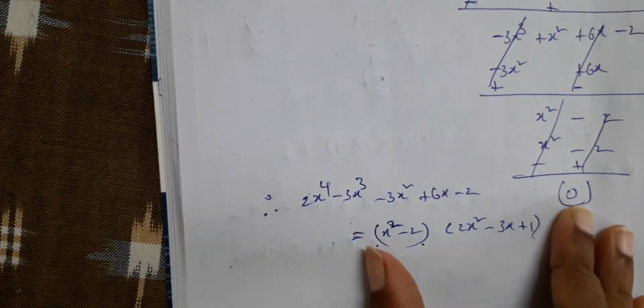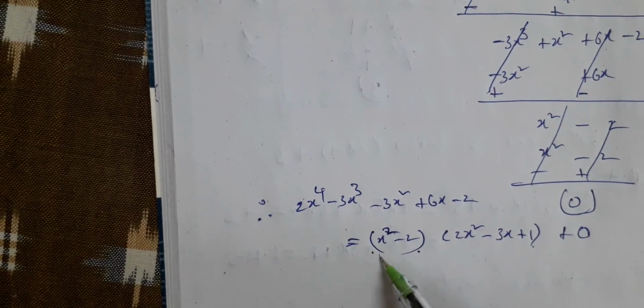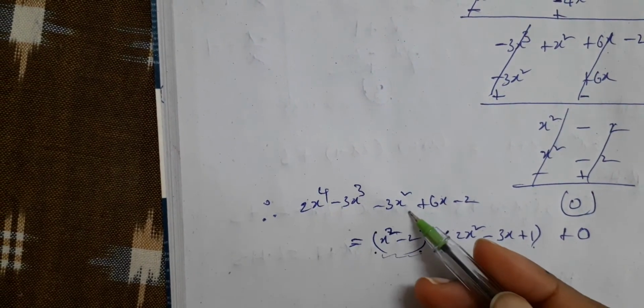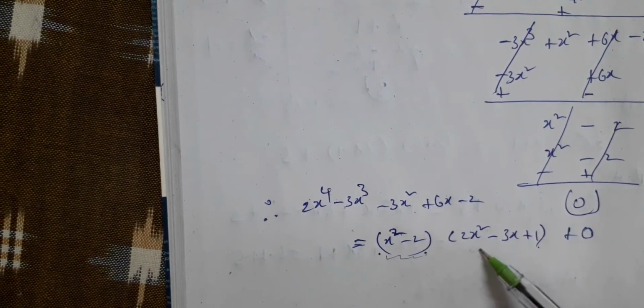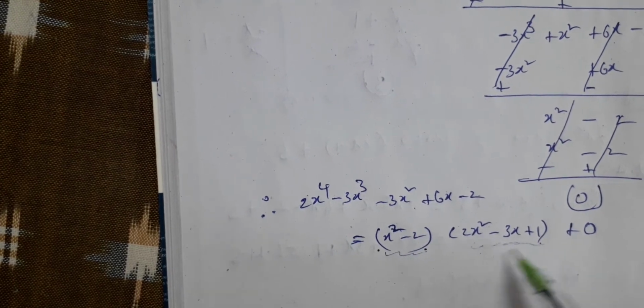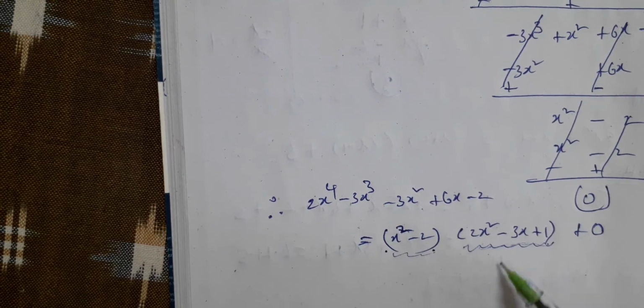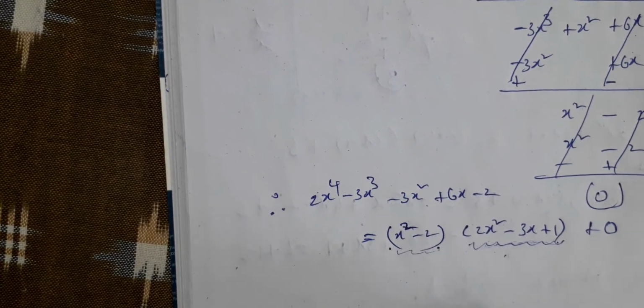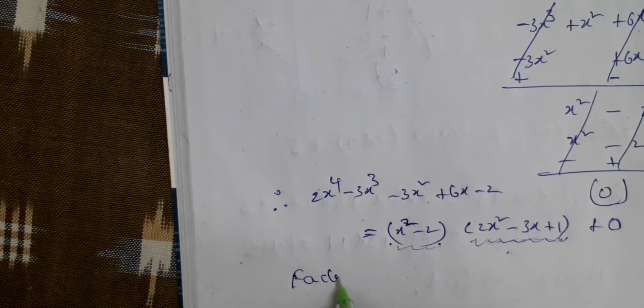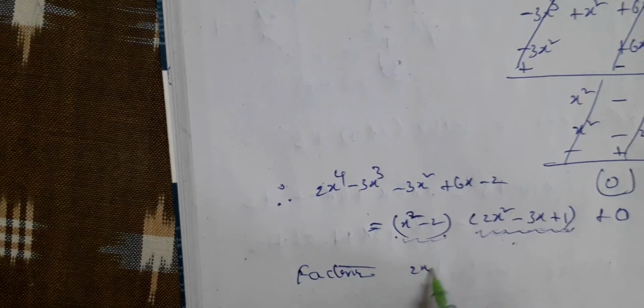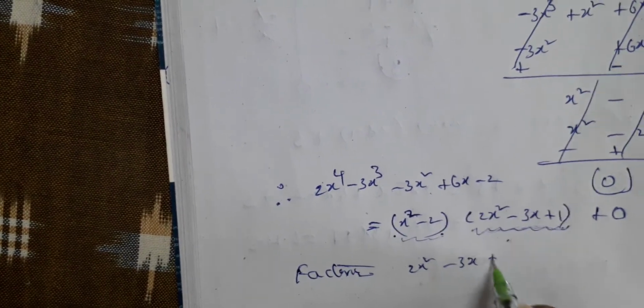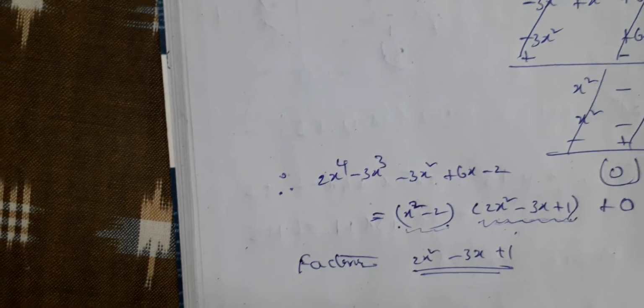So you know that you got the factors of this, and then that is g of x. And here also q of x, you will get 2 more zeros from this. So we are going to get the zeros from factorizing this one. Okay. So now let's factorize 2x square minus 3x plus 1. So this is what we are going to factorize.